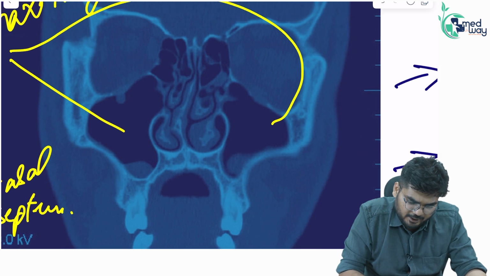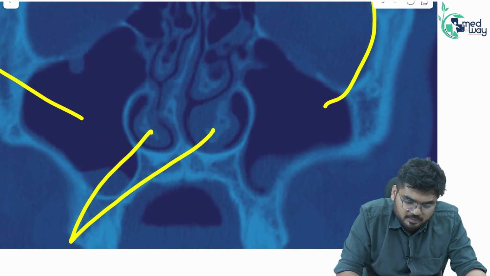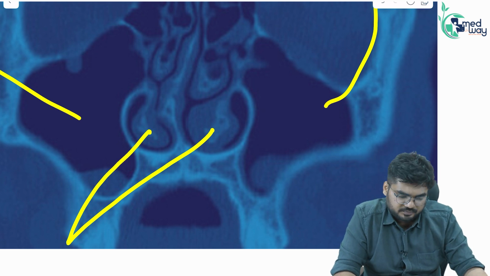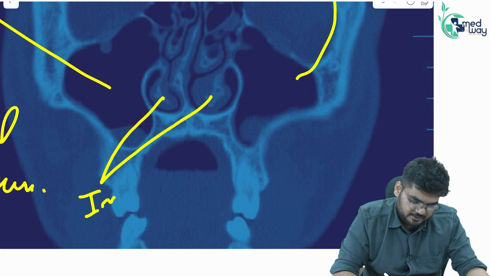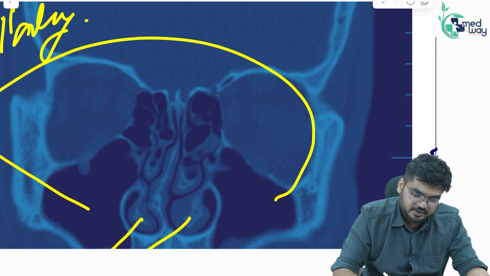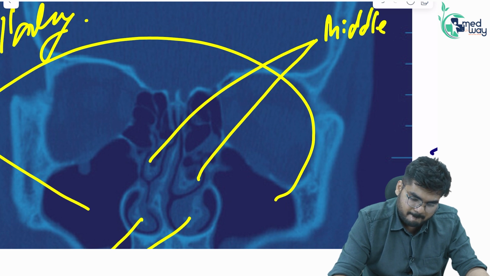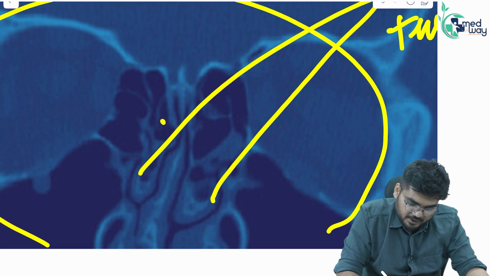Sir, can you tell me what are these two structures? Sir, it is a bone covered by mucosa. Can you see a whitish bone in between, surrounded by mucosa? It is none other than the inferior turbinate. Above the inferior turbinate, which is the turbinate that you can see? Sir, this is the middle turbinate.